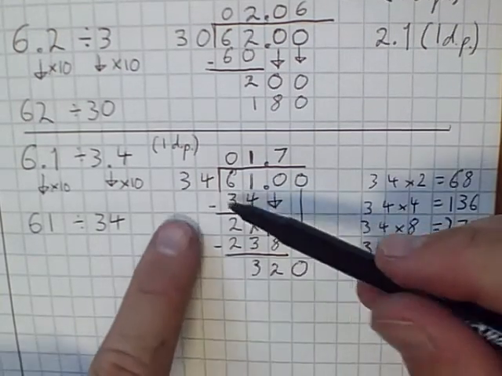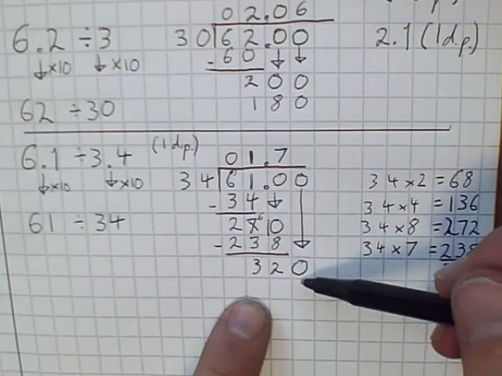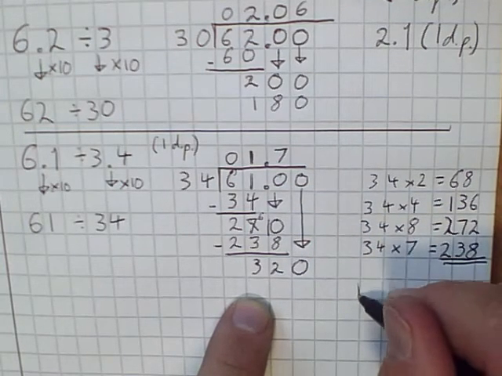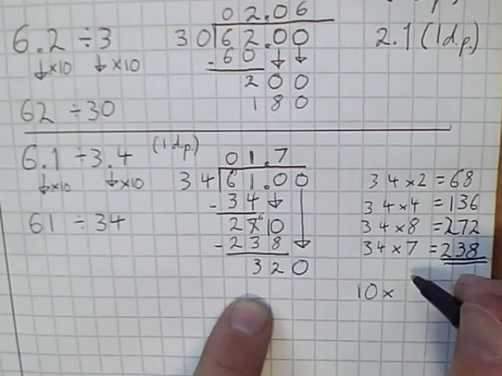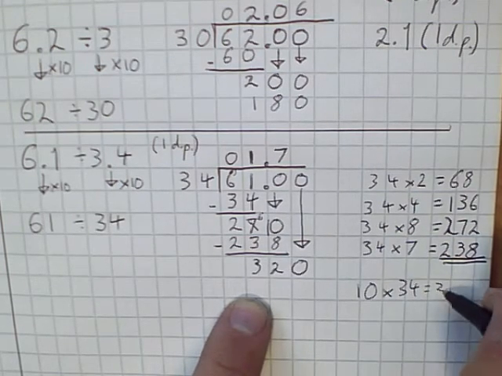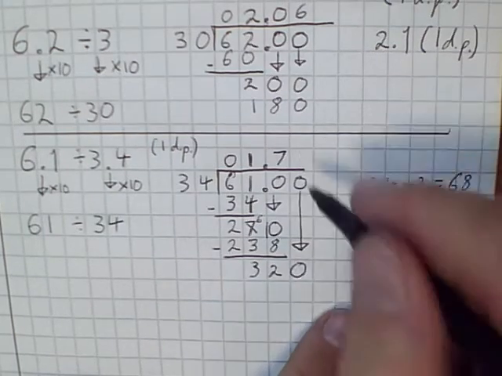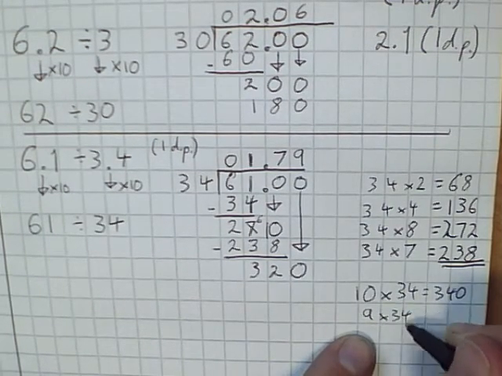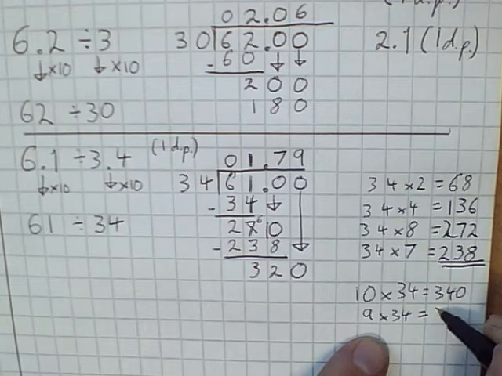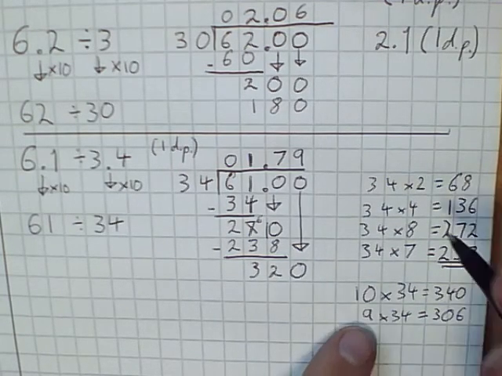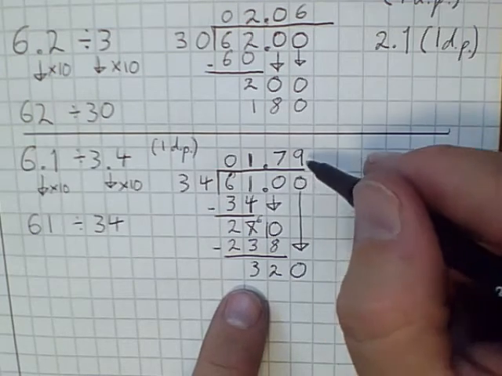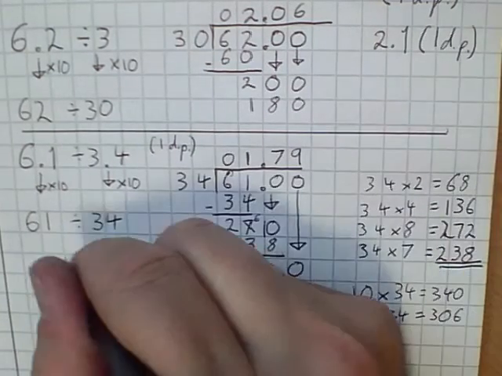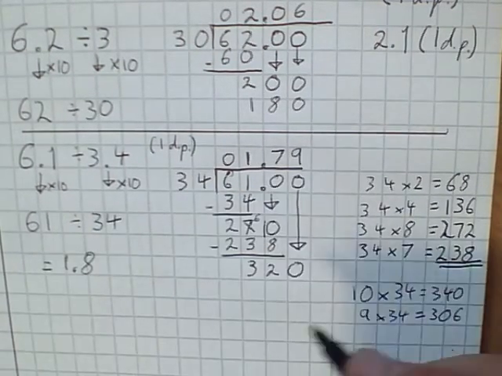Well, how many lots of 34 go into 320? Well, I know that 10 lots of 34 would be 340. So I know it's going to have to be 9 lots that go into it. So 9 lots of 34 is 34 less than that, which is 306. I don't need to carry on because I can see that this rounds up. So the answer is 1.8 to 1 decimal place.